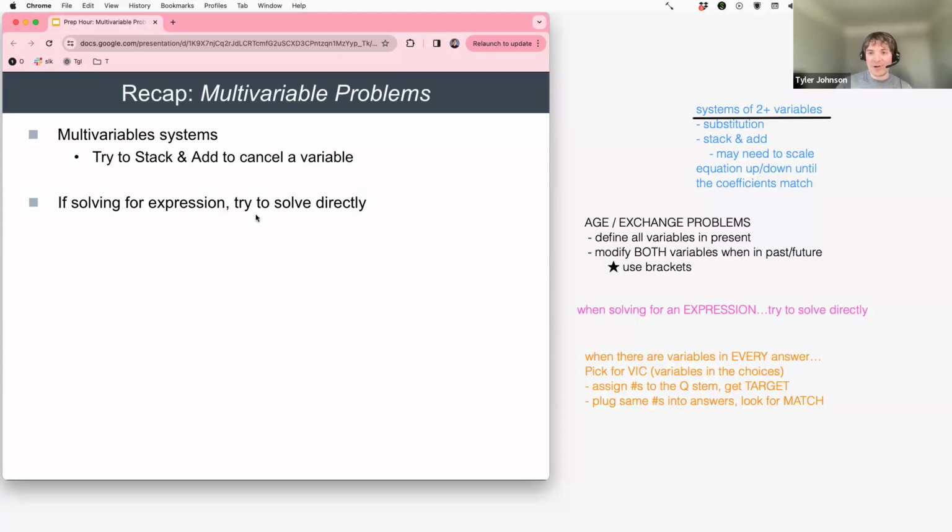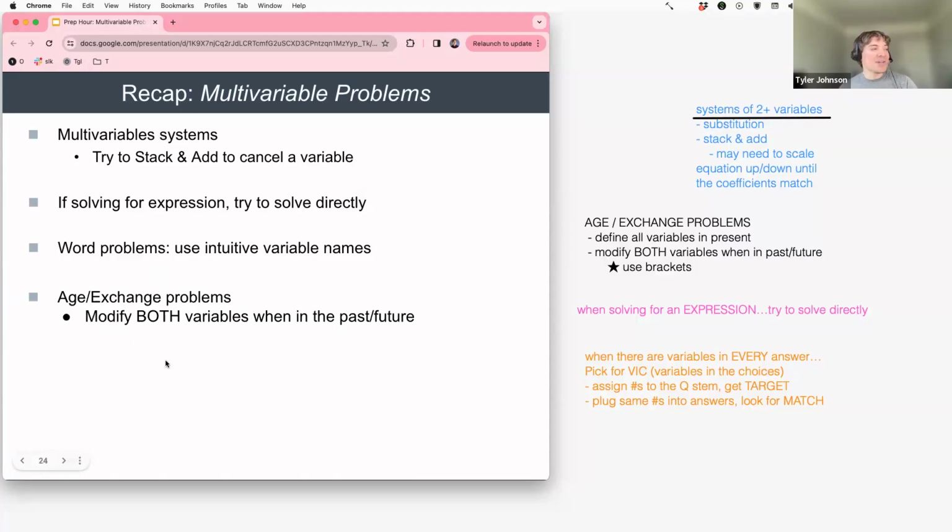Because questions on the GRE are designed in a very specific way. Everything is created to be solvable within about 2 minutes. And if you're solving for expressions, chances are there's a way to manipulate the other equations to get there directly. Another big thing here, get out of the habit of using X and Y for your variables. If it's a word problem, try and use the initial of whatever item you're working with, right? If it's apples and pears, A and P are way better choices than X and Y.